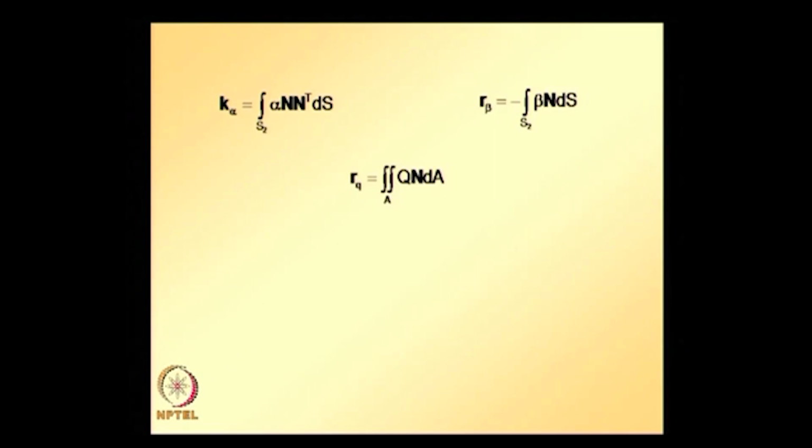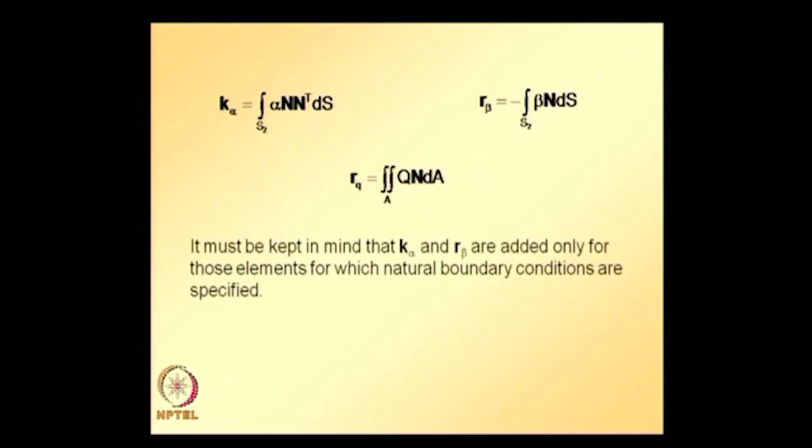Since k_alpha and r_beta correspond to the boundary on which the natural boundary condition is specified, it must be kept in mind that k_alpha and r_beta are added only for those elements for which natural boundary conditions are specified, and if for a particular problem no natural boundary condition is specified, then k_alpha and r_beta are going to be 0.